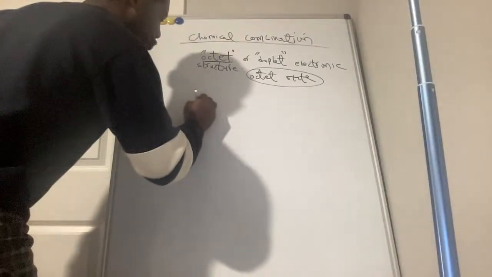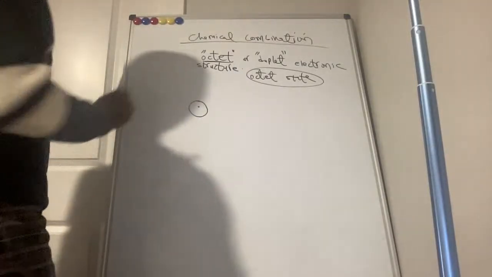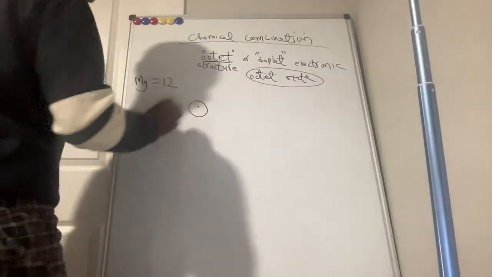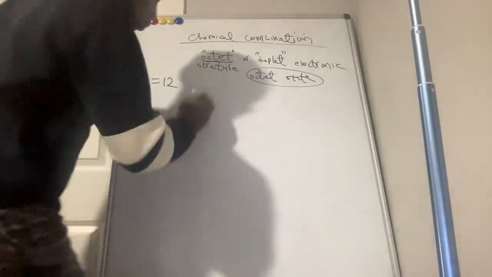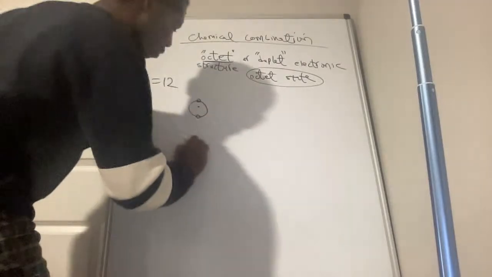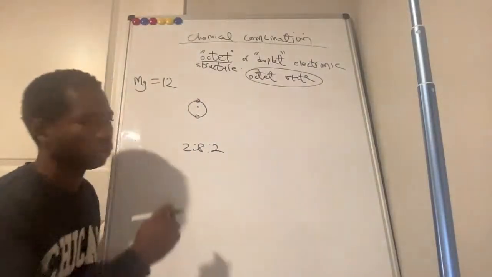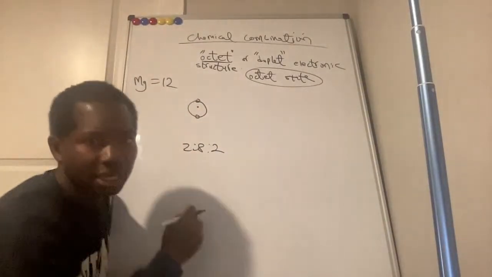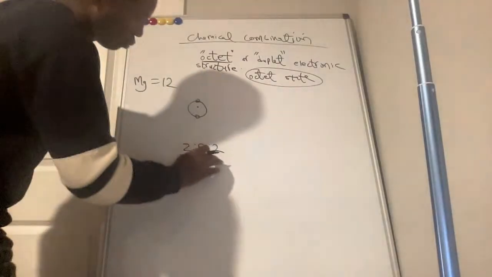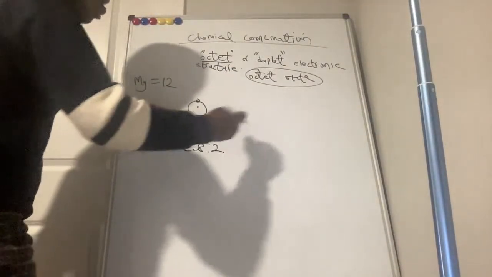This is the atom. Let's use magnesium as a case study. Magnesium has atomic number 12. So this is the nucleus. The first shell takes 2. The second shell, of course, magnesium is 2.8.2, right? The first shell takes 2, and the second shell takes a maximum of 8.